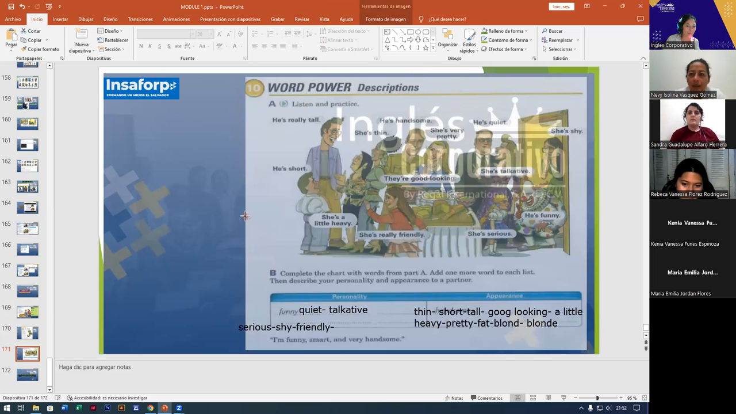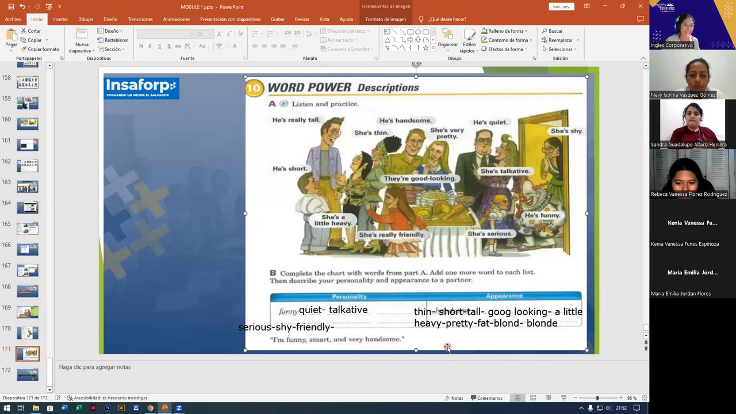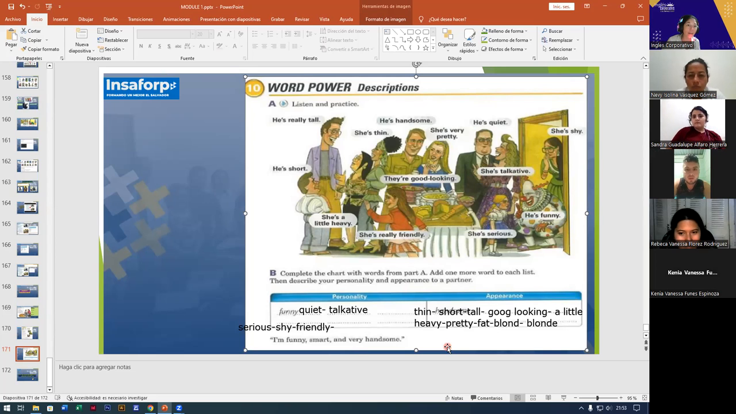Other examples. What more adjectives can we include? What others that you can remember? Beautiful. Oh, beautiful. All right. We can use beautiful. That will be appearance, right? Because it has to do with physical. Beautiful. What else? What about angry? Angry is appearance or personality? Personality. His personality, that's correct. Describe the manner how the person is angry.